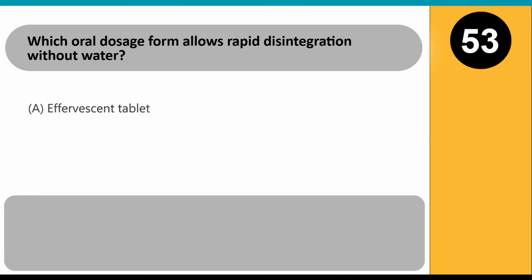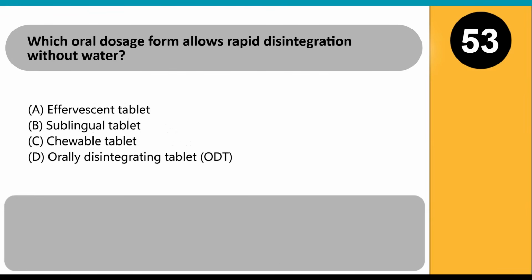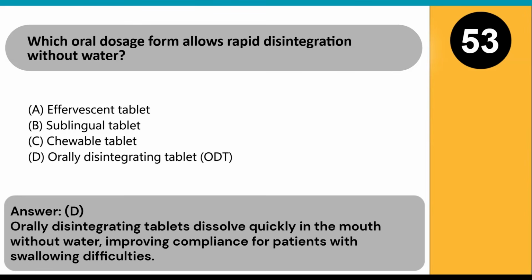Which oral dosage form allows rapid disintegration without water? A. Effervescent tablet. B. Sublingual tablet. C. Chewable tablet. D. Orally disintegrating tablet, ODT. Answer D. Orally disintegrating tablets dissolve quickly in the mouth without water, improving compliance for patients with swallowing difficulties.